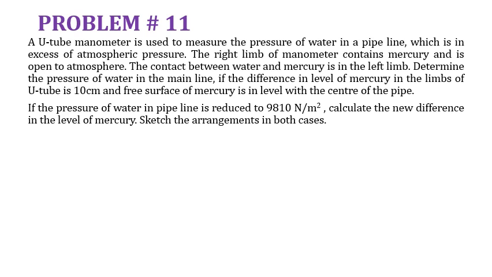First of all, you have to determine the pressure inside the pipe, and the second case is, if the pressure of water in the pipeline is reduced to 9810 Newton per meter square, calculate the new difference in the level of mercury. Sketch the arrangement in both cases.